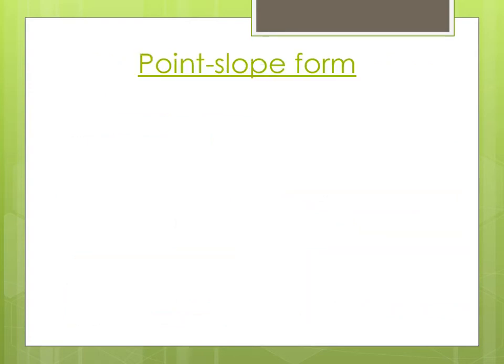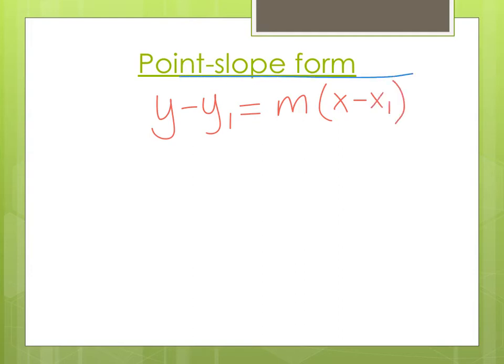Another form we look at, especially when writing linear equations, is what's called point-slope form. When you're given a point and you're given a slope, to be able to find the equation of that line, here's what we use: y minus y1 equals m, x minus x1. This is an equation that we use quite a bit, especially when we write equations of lines.